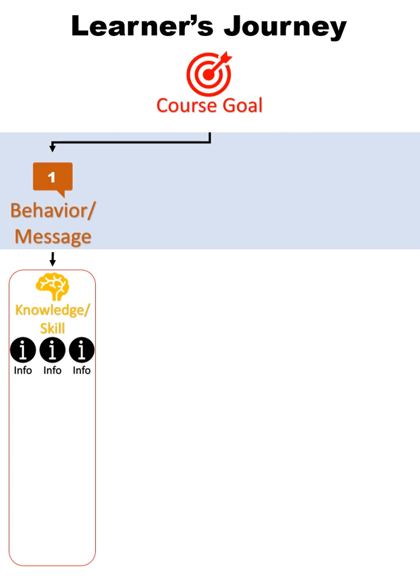The information may be helping them understand a concept of knowledge that they would like to learn. The information could also be helping the learner understand how to be successful with a new skill that they would like to have. Being successful with this behavior or message will support them in being successful with the course goal. After you've communicated the information about that knowledge or skill, you want to provide the learner an opportunity to take part in a practice activity.